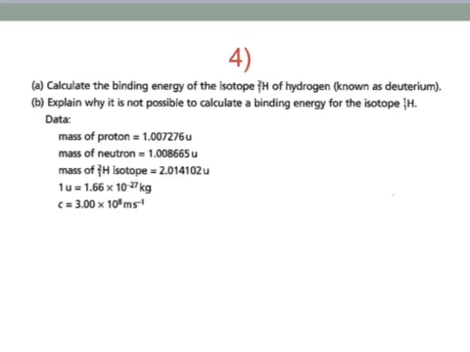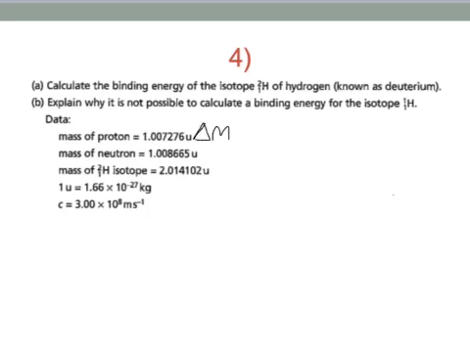Okay, question 4a. Calculate the binding energy of the isotope hydrogen-2, also known as deuterium. Given this information below, it's fairly easy to do. We need to first calculate the mass defect, or the difference in the daughter nucleus compared to its constituent proton and neutron in this case.